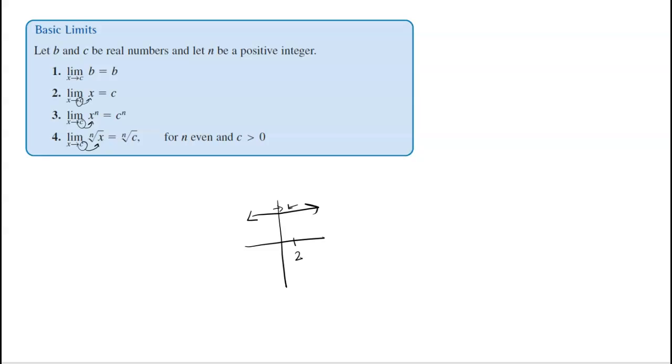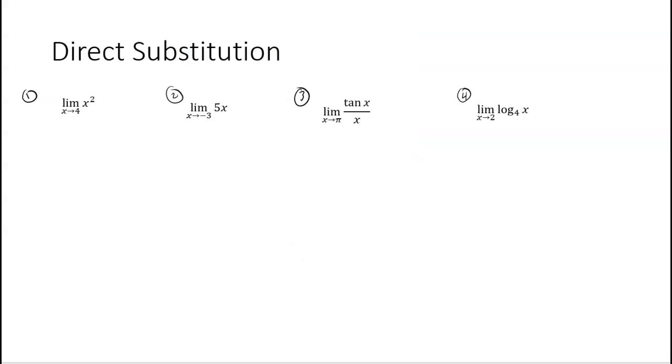Okay, so how can I use these with direct substitution? We just have a few examples. It's pretty straightforward. Direct substitution literally means you're directly substituting into our limit expression. So if I look at number 1, it says the limit as x approaches 4 of x squared. All you're doing is saying 4 squared. So what is 4 squared? 16. You can do these in your head for some of them.